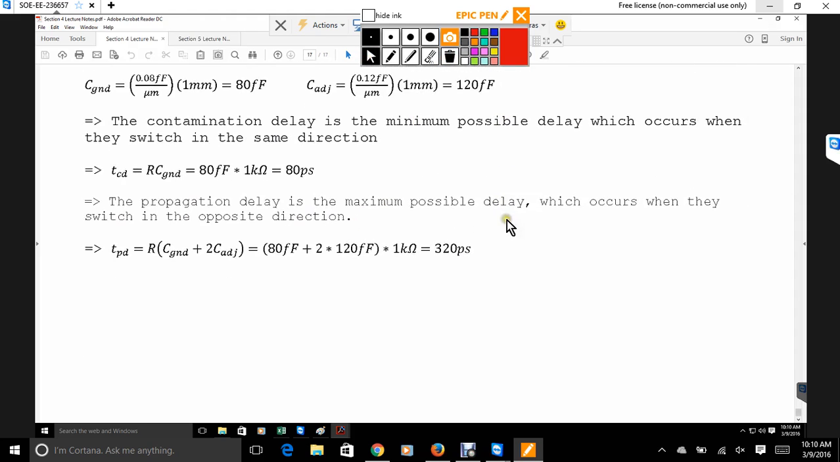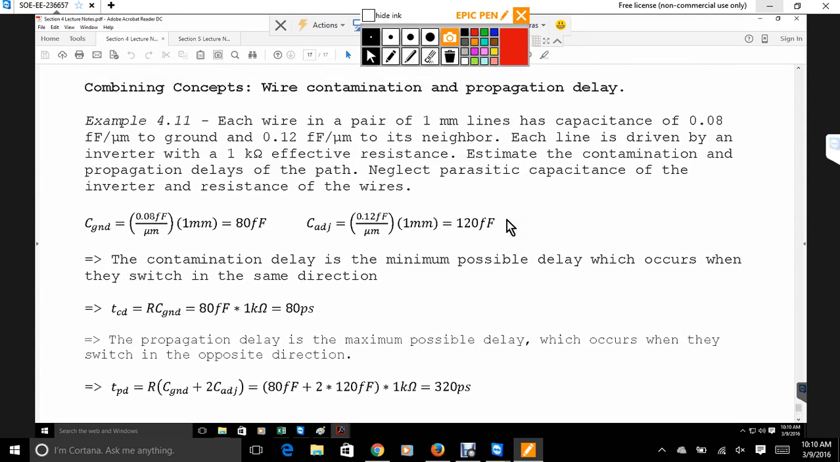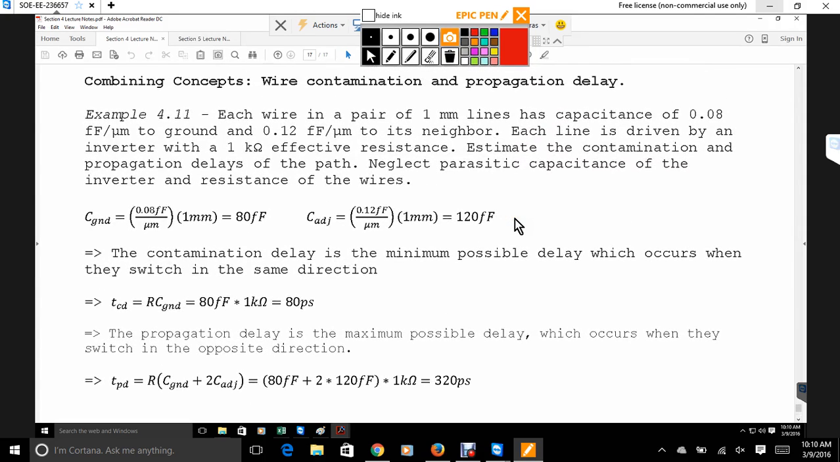Let me see if that's the end of section 4. That's the lowest delay between two wires, and the maximum. Yeah. So the question is, this is the lowest delay. So in this case, right.